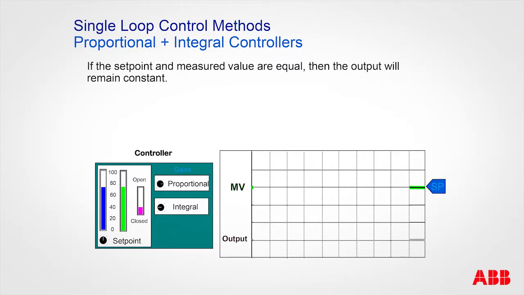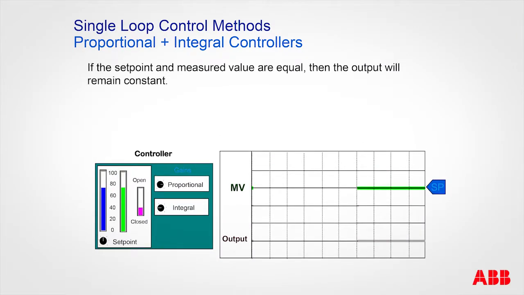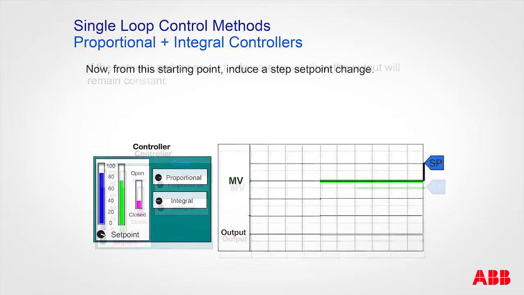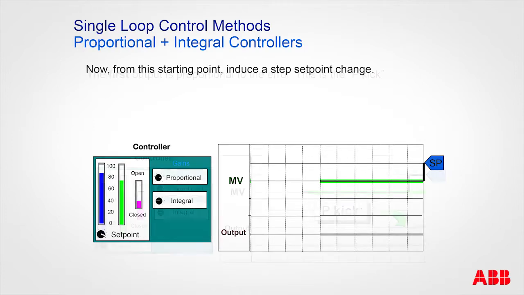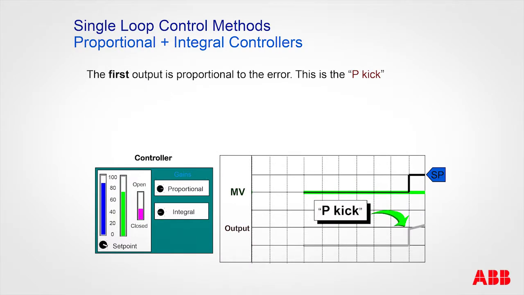You can see that when the set point and the measured value are right on top of each other, there is no change in the output. Now, all of a sudden, we change the set point. By changing the set point, we get an initial kick, boom, and that's from the proportional. Well then, because the error hasn't changed, proportional, so I'm done.